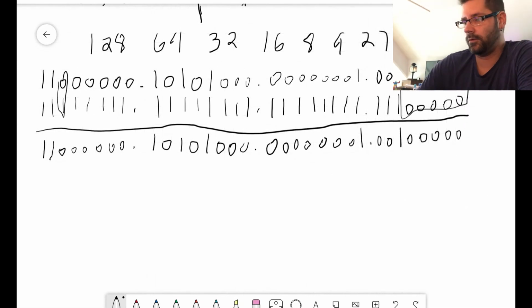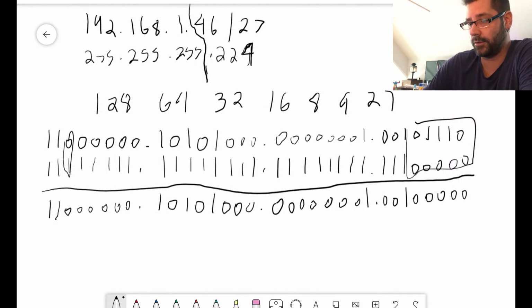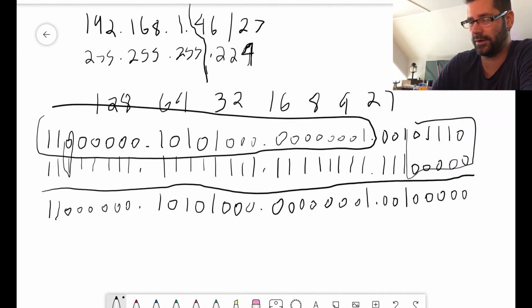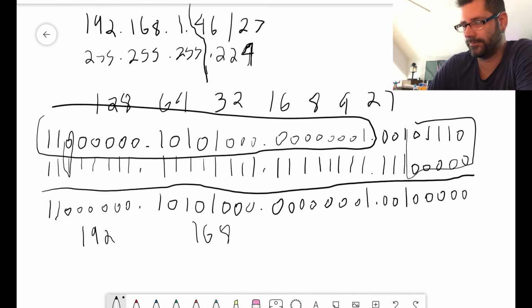Okay, so this is the network ID, but it's still in binary. So the last step, we have to convert it back to decimal, and we already know what this is going to be because we converted this part into binary, and it hasn't changed. So we know this is 192.168.1.